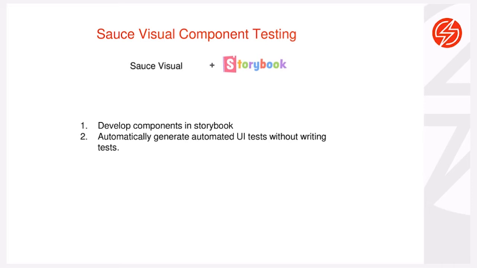Sauce Visual integrates with a popular component development environment called Storybook. So developers develop their components in Storybook, and with Sauce's visual integration, they can automatically get UI tests without having to build or maintain any automation code. This allows teams to test every component automatically, catch visual and functional regressions early, test their UI applications across different browsers and screen resolutions, and integrate into their current CI pipeline today.